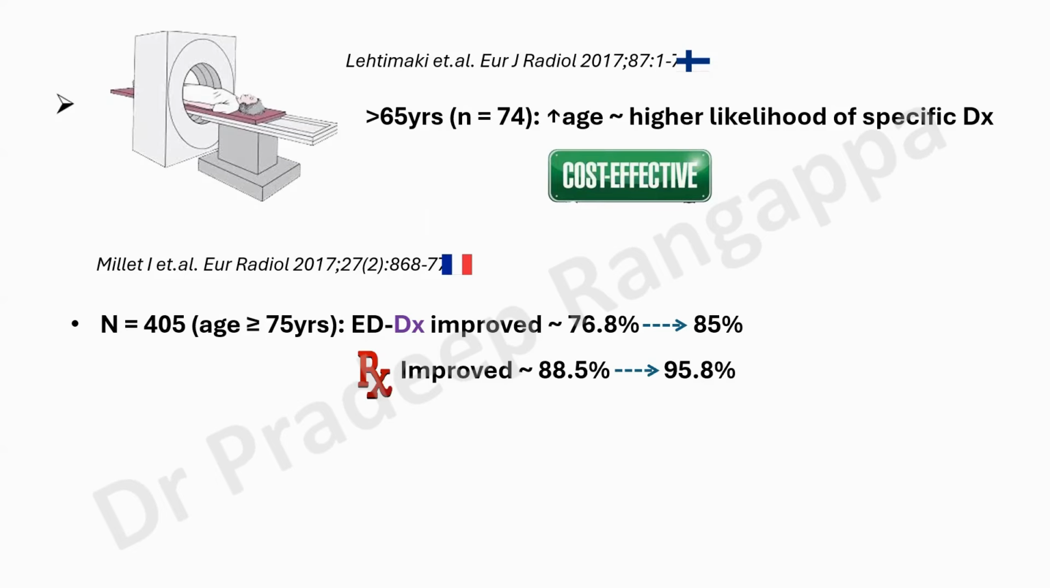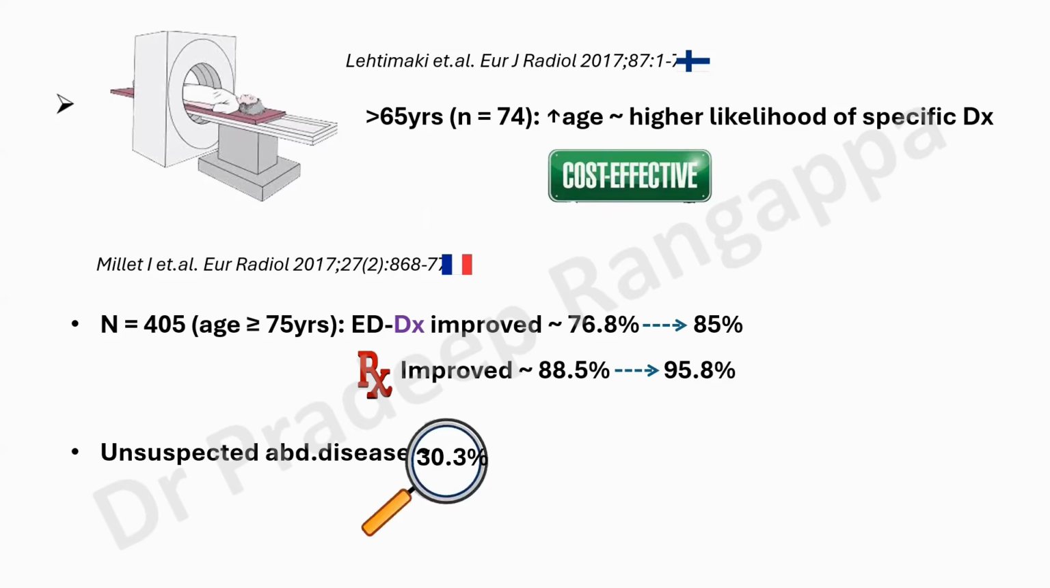And even the treatment improved from 88.5% to 95.8% by doing early CT in elderly patients to establish diagnosis, is what the studies showed. So this is the message I want to send across. And CT abdomen was able to pick up unsuspected abdominal disease in 30.3%, where this abdominal pathology was not thought of, and 3.4% went on to get unexpected surgery based on the CT findings.